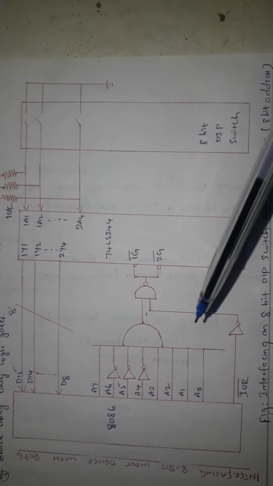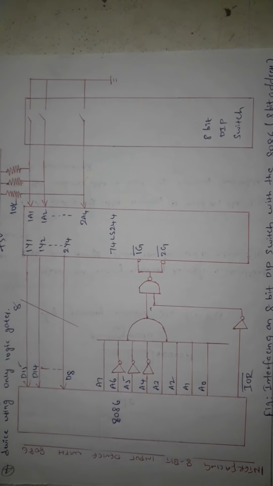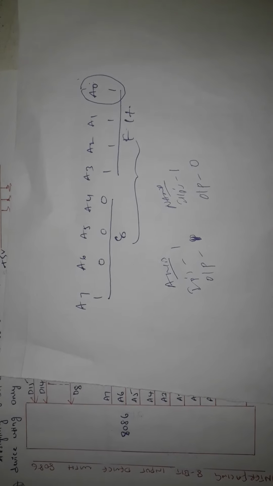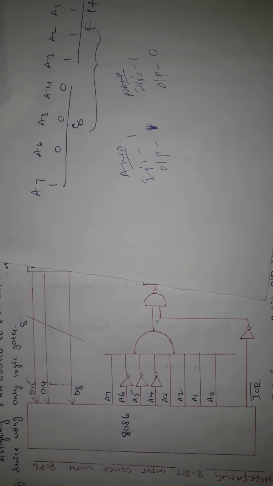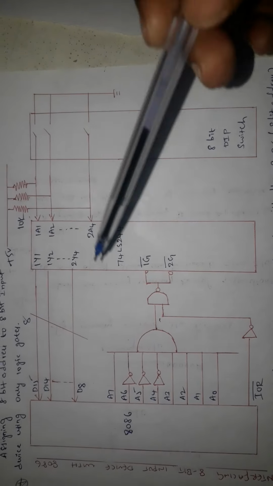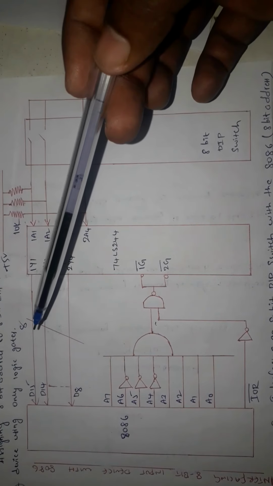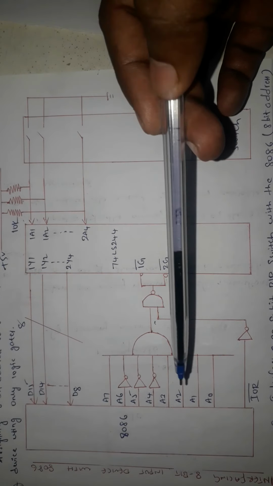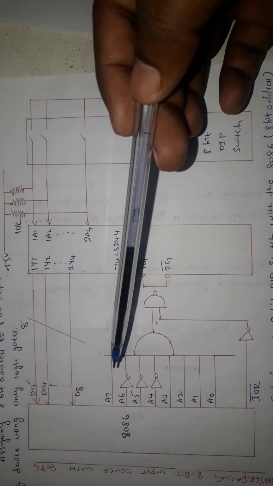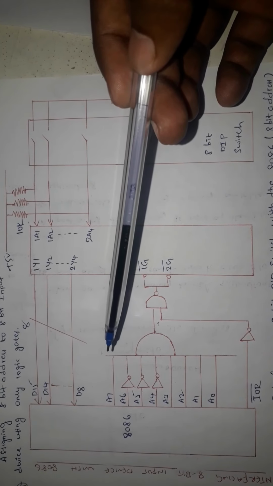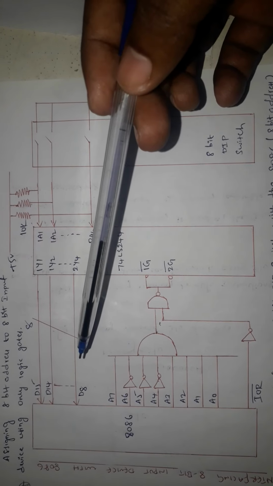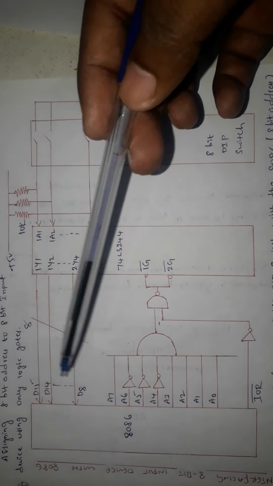Because we have chosen an address that is 8FH. 8FH is an odd address, so A0 is 1. Whenever A0 is 0, it defines an even address. Whenever A0 is 1, it defines an odd address. For an odd address, the data transfer always takes place on the higher order data bus D8 to D15. So based on the address, the data pins are getting selected. We are using the odd address 8FH, so the data transfer takes place on the higher order data bus D8 to D15.